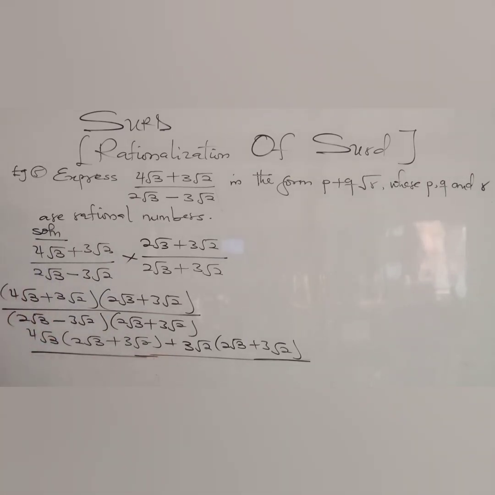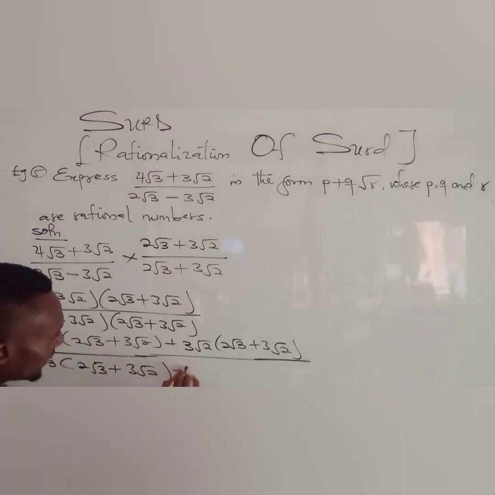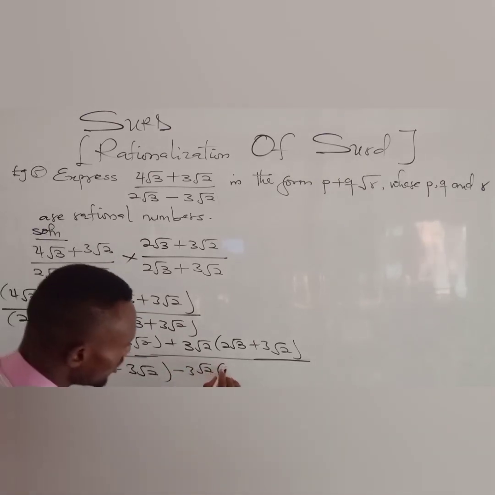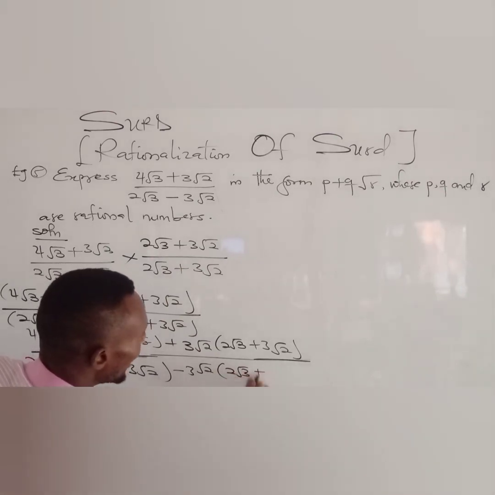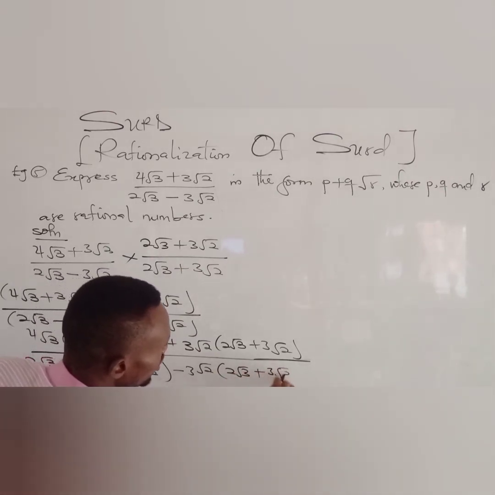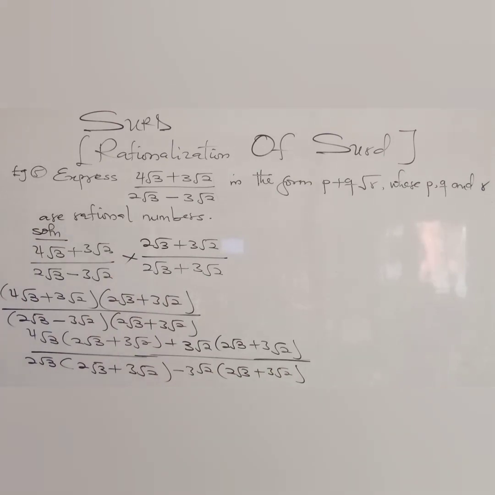So let's go ahead and do the denominator. When I take my 2 root 3, I hope you can see, it will multiply the last bracket, which is 2 root 3 plus 3 root 2. Then we close our bracket. Then I'll take my minus 3 root 2 also. It will multiply the last bracket, which is 2 root 3 plus 3 root 2. I hope you agree with me up to this point.